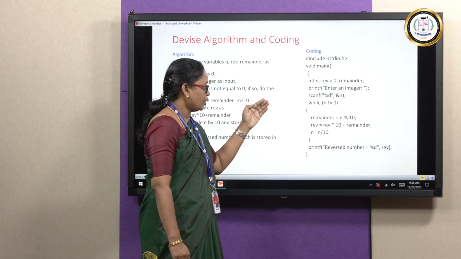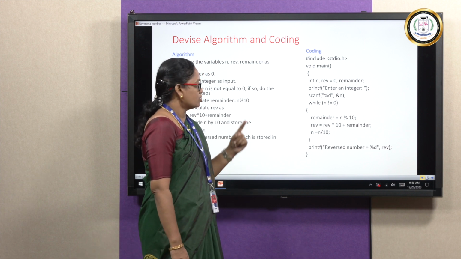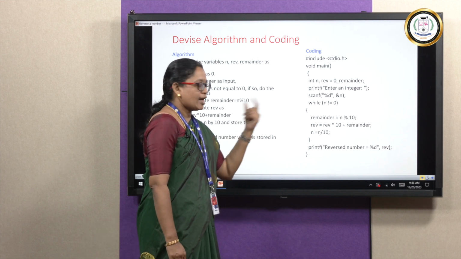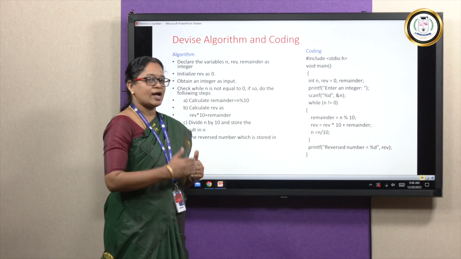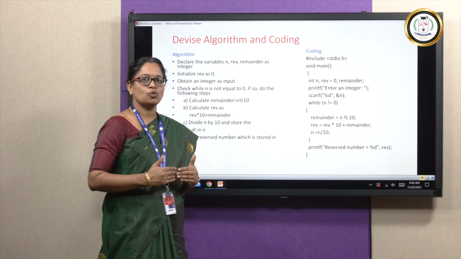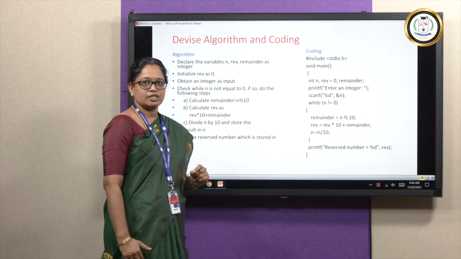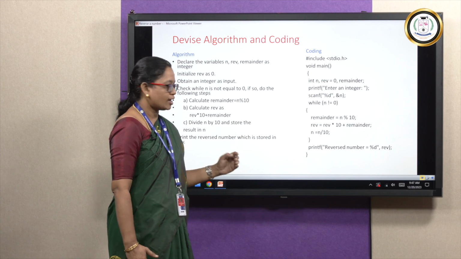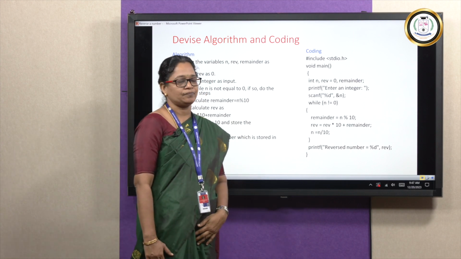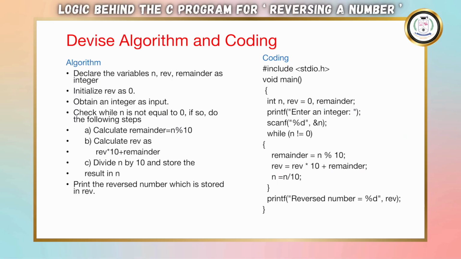Now we are entering the while loop, with the condition n not equal to 0. As long as the condition is true, the while loop will be executed. When the condition fails, it will come out of the while loop and print the reversed number. So let us see the steps in the while loop. While n not equal to 0, the same steps in the algorithm we are writing here.